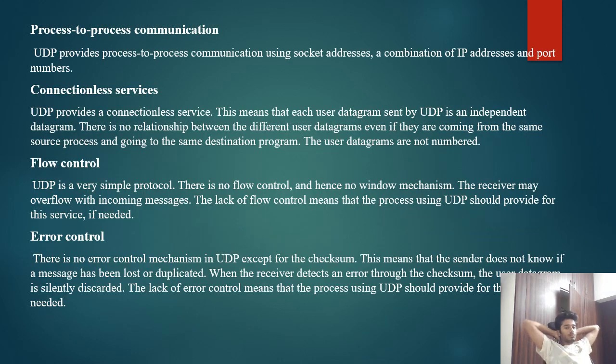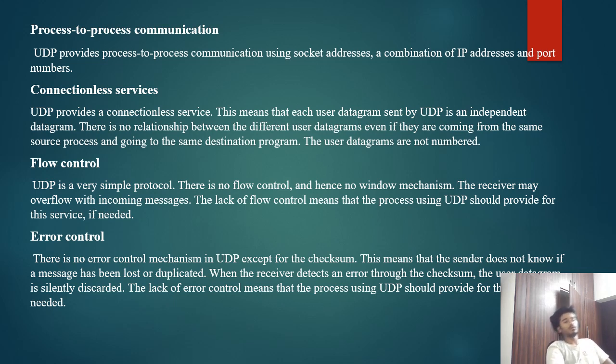So what is process-to-process communication? UDP provides process-to-process communication using socket addresses, a combination of IP addresses and port numbers. So what are connectionless services? UDP provides a connectionless service. This means that each user datagram sent by UDP is an independent datagram. There is no relationship between the different user datagrams, even if they are coming from the same source process and going to the same destination program. The user datagrams are not numbered.